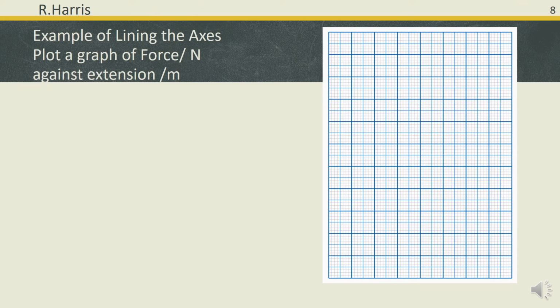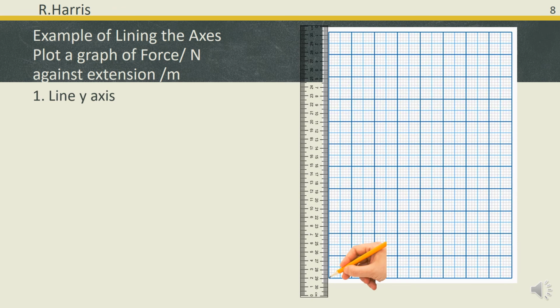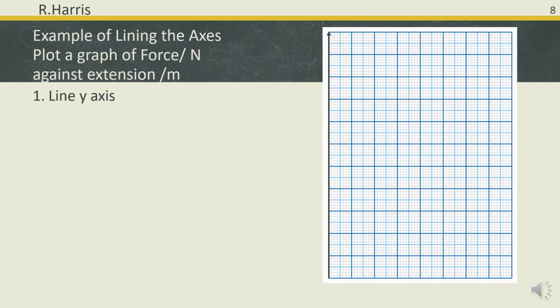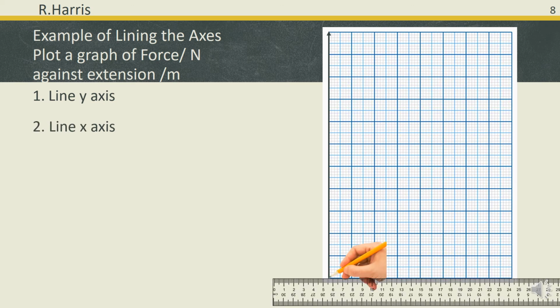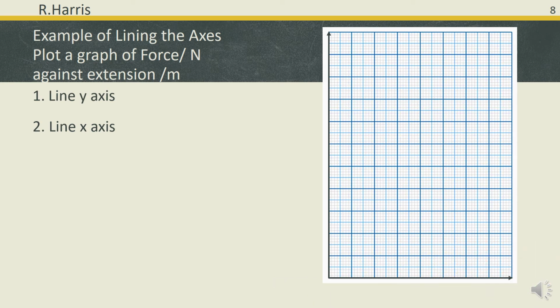So how do we actually go about lining the axes? To demonstrate this, we will start with the y-axis first. We will need a ruler and a pencil, and we take our ruler and line it up directly at the edge of the graph paper line. Then, with our pencil, we draw vertically from the bottom to the top or top to bottom of the graph lines. For the x-axis, we place the ruler at the bottom of the graph lines and we draw horizontally across the bottom of the graph.